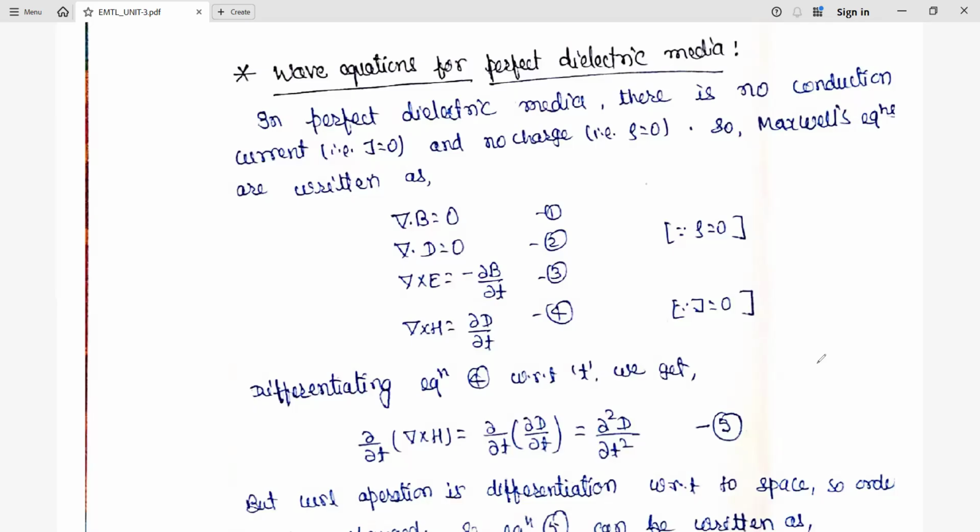Wave equation. What is the perfect dielectric medium? How can we define this medium as a perfect dielectric, as we discussed earlier with the various Maxwell equations? How are we able to derive the wave equation with the help of some limiting conditions, using the Maxwell equations in terms of electric field and in terms of magnetic field.